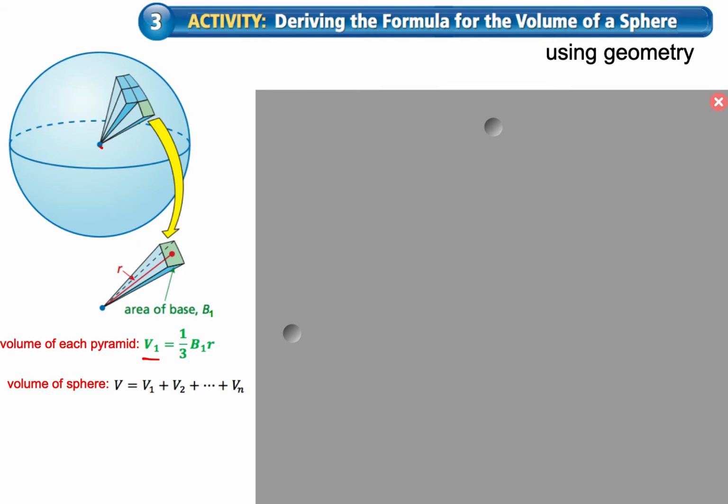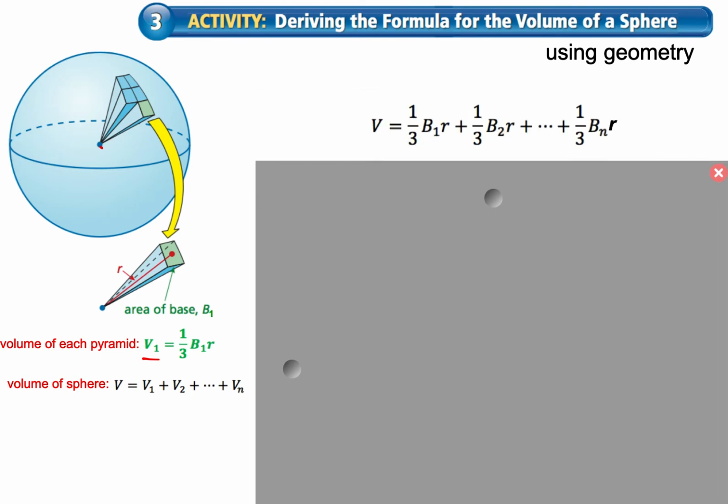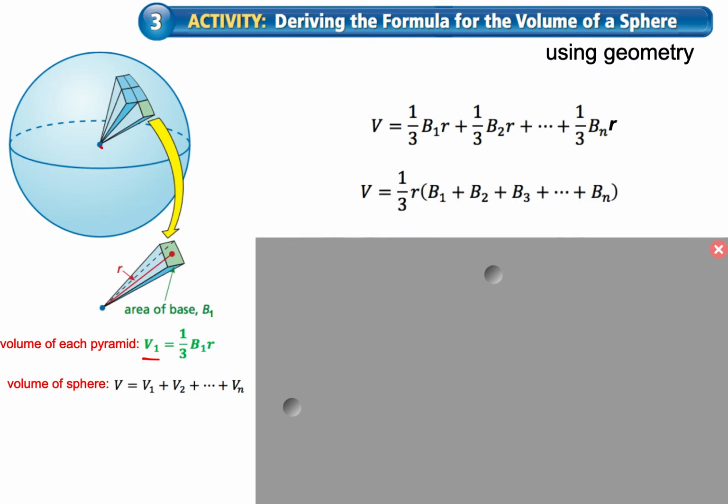It doesn't really matter how many there are all together, but the volume is just going to be replacing those volumes with the formulas. 1/3 the first base times the radius, 1/3 the second base times the radius, all the way to the nth one, which would be the last one. By the time you get there, you've included every single pyramid piece that you could cut out of a sphere. Kind of like cutting a pie into pieces or a pizza into pieces, except this is three-dimensional and not flat.